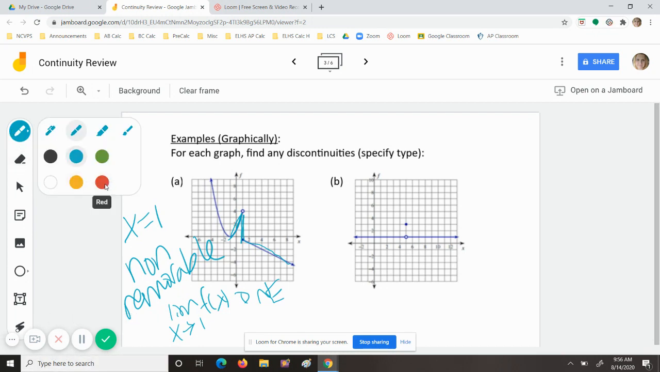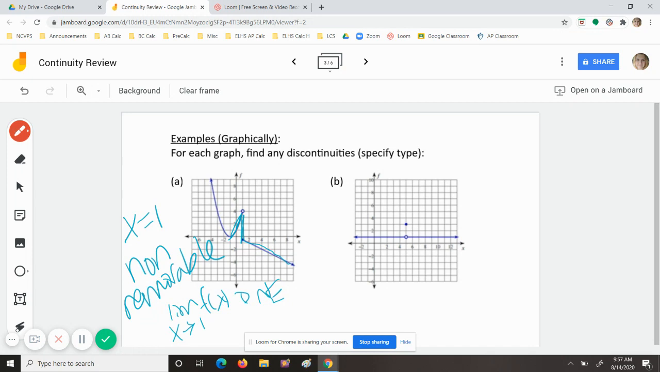Let's look at the second graph. Okay, the second graph, it looks very continuous except for one place at x equals 5. Let's talk about at x equals 5. At x equals 5, we have a hole in the graph. Okay, so think about your conditions. f of 5 has to be defined. We have a defined point. It's here at 3. The limit as x approaches 5 has to exist.